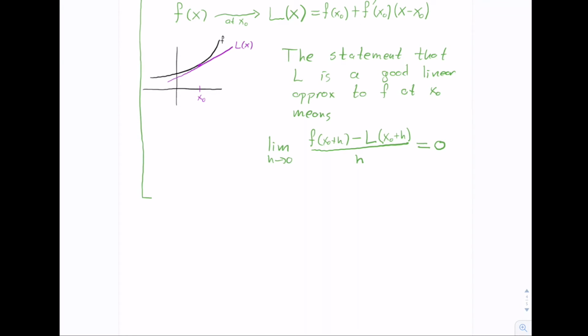Now, of course, this gets promoted to functions of two or more variables. In that case, we would write f of x comma y, and take an approximation at x naught, y naught, and our linear approximation would be a function of two variables, x and y. It would look like f of x naught, y naught, and now we have two slopes: partial f partial x evaluated at x naught, y naught, times x minus x naught, plus partial f partial y, again evaluated at x naught, y naught, times y minus y naught.